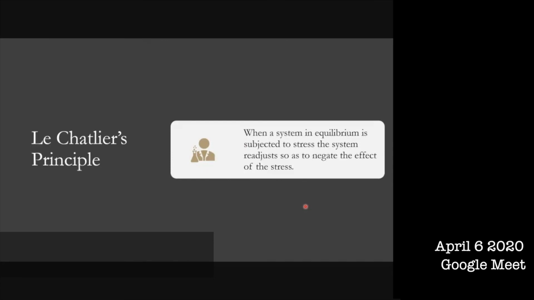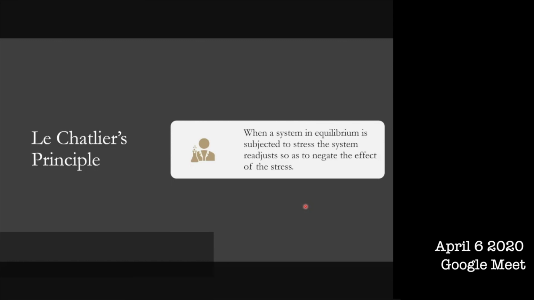Now, Le Chatelier's principle is a statement that can be recalled pretty easily. So we know that we have a system in equilibrium. One of the conditions for a system to be in equilibrium is that we need to have a closed system. So when a system in equilibrium is subjected to stress, the system readjusts so as to negate the effect of the stress. Every time we apply a stress onto a system, the system will perform some readjustments so that the effect of the stress is minimized.